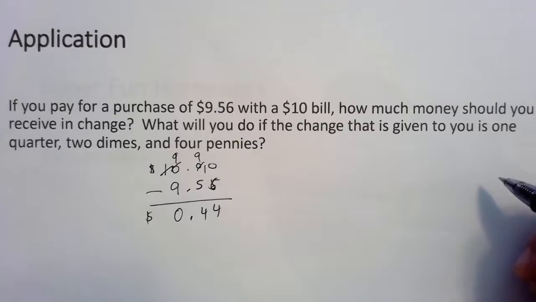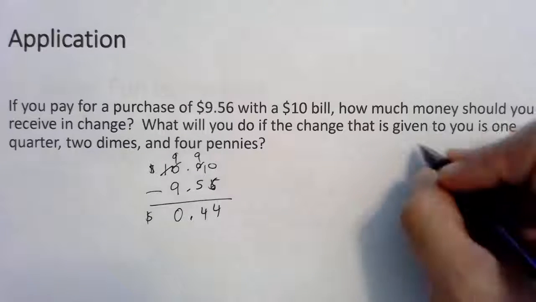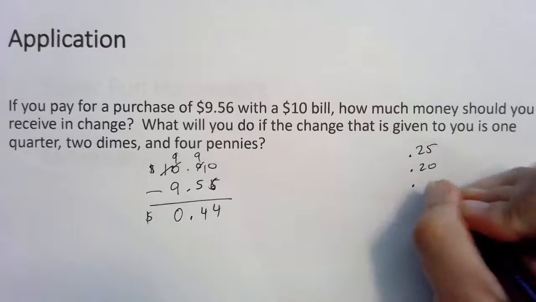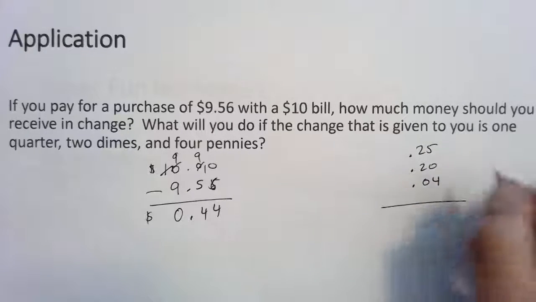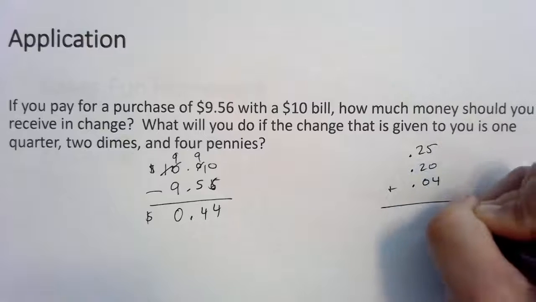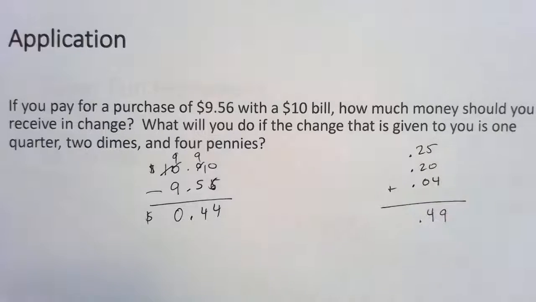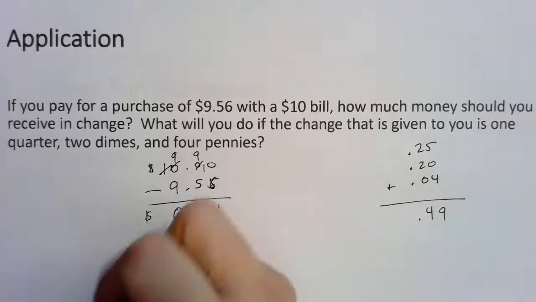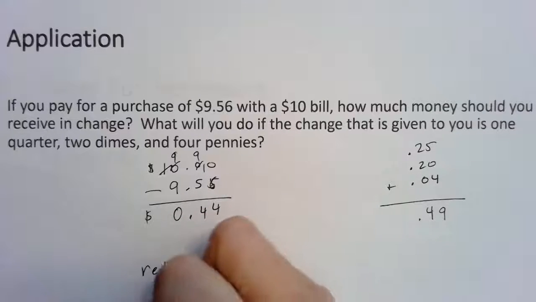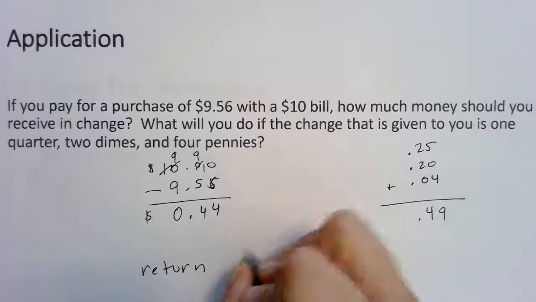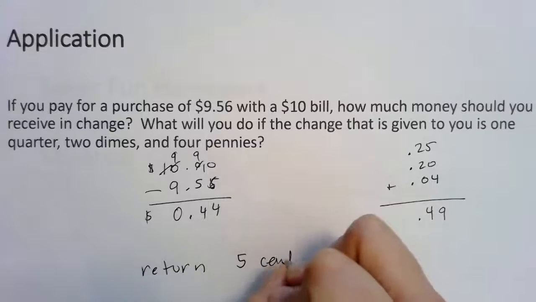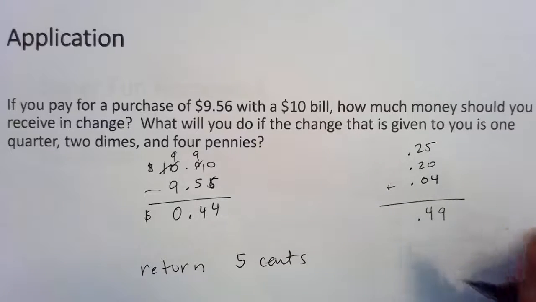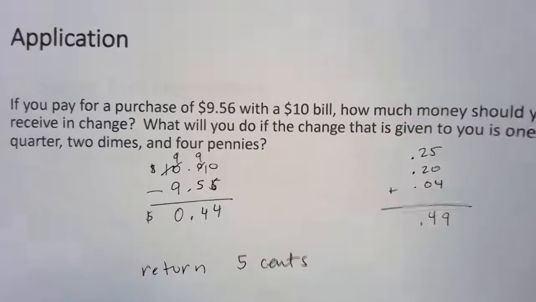Now, what would you do if the change that was given to you is 1 quarter, 2 dimes, and 4 pennies? If we add that together, that would be 49 cents. So they gave us too much, so we would return 5 cents, because they gave us too much change.